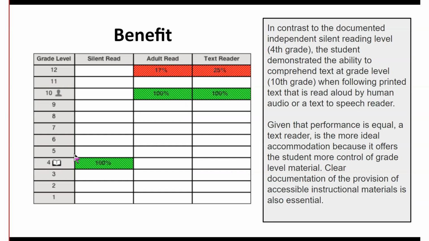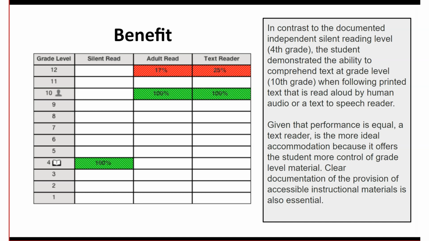In this sample scenario, we have a 10th grade student who is independently reading at a 4th grade level. But with adult read-aloud accommodation or text reader accommodation, the student is able to access grade level text. This information can be used to add accommodations within the IEP for access to instructional materials.